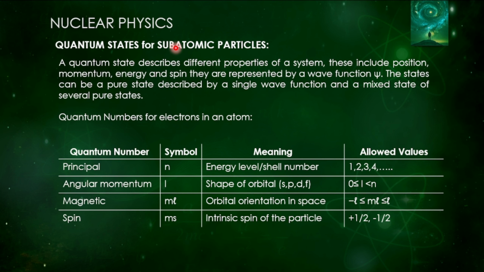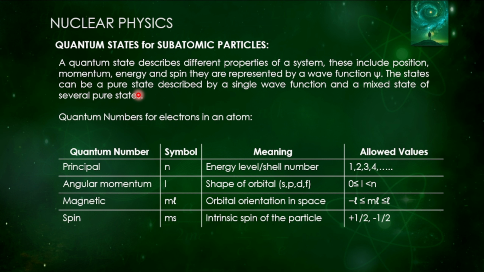All right, but at first let's talk about quantum states for subatomic particles. And what do we mean by them? A quantum state describes different properties of a system. These include position, momentum, energy, and spin, and they are represented by a wave function psi. The states can be a pure state described by a single wave function that is stable, or a mixed state of several pure states. It's a combination of different pure states.